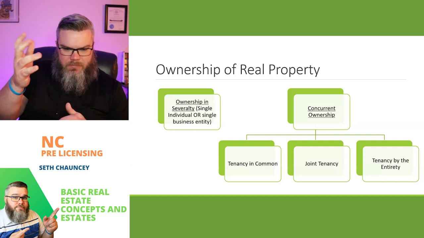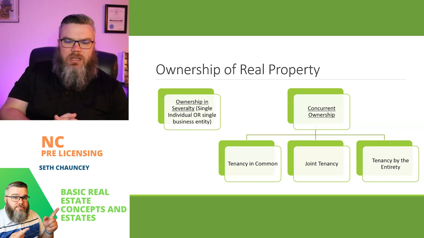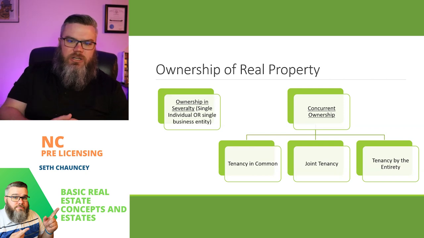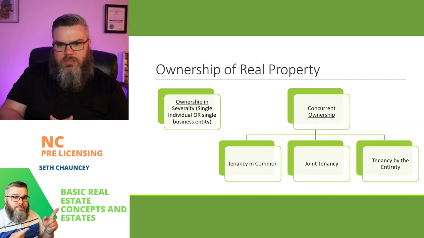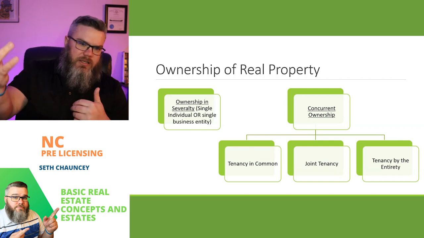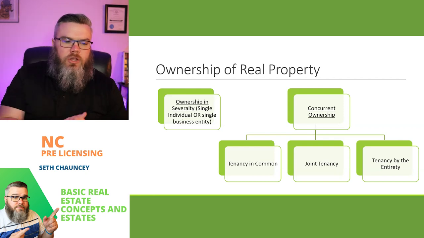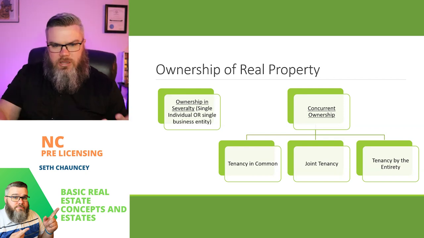if Sandeep dies, he can leave his 1/18th share to his kids. If Misty dies, she can leave her 1/18th to her heirs and assigns. If Sam dies, same thing. If I die, same thing. If Stephanie dies, same thing. And so tenancy in common, your share is willable.